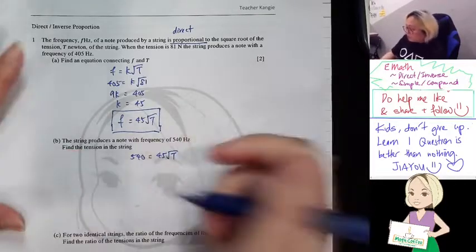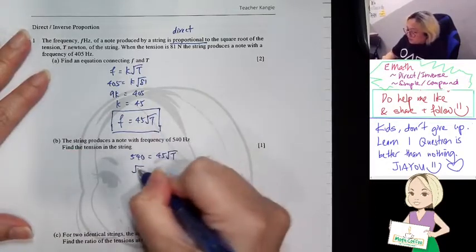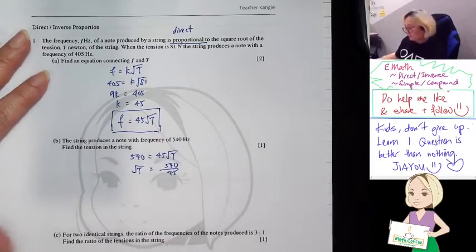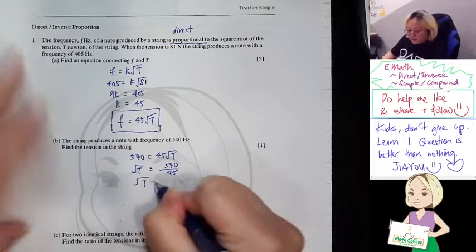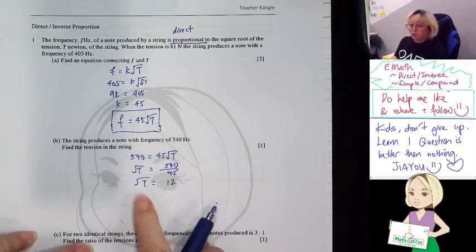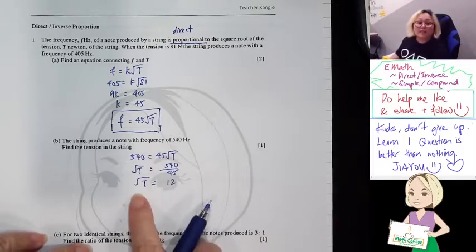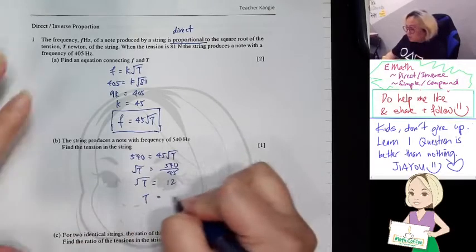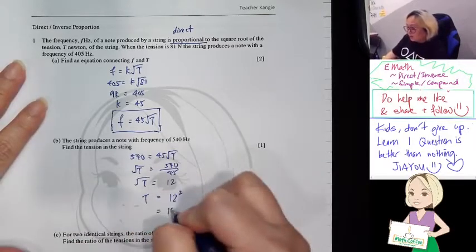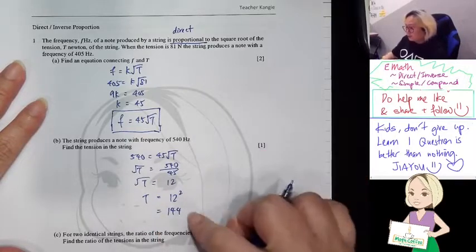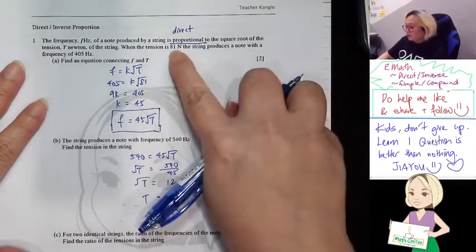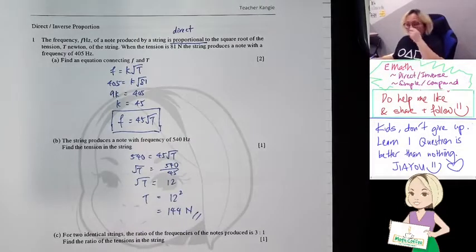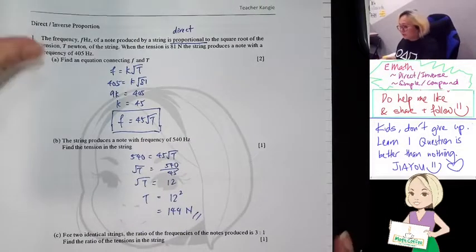So I can swap over. I can say square root T is actually equal to 540 divided by 45, and I get square root T equals 12. To get T, you need to square both sides. So T will be equal to 12 squared, and that will give you 144. And don't forget to put in the unit. Tension is in Newton, so put N and we are done. Okay, this is considered a simple question.